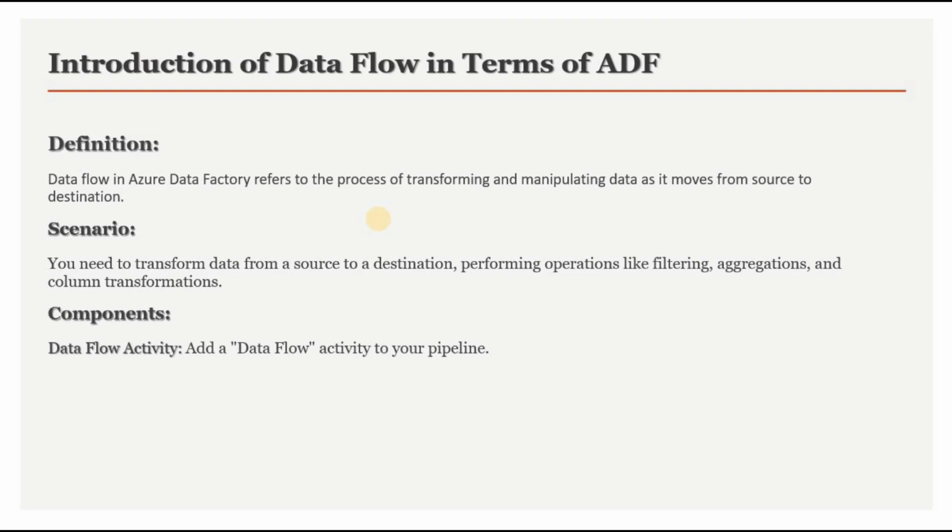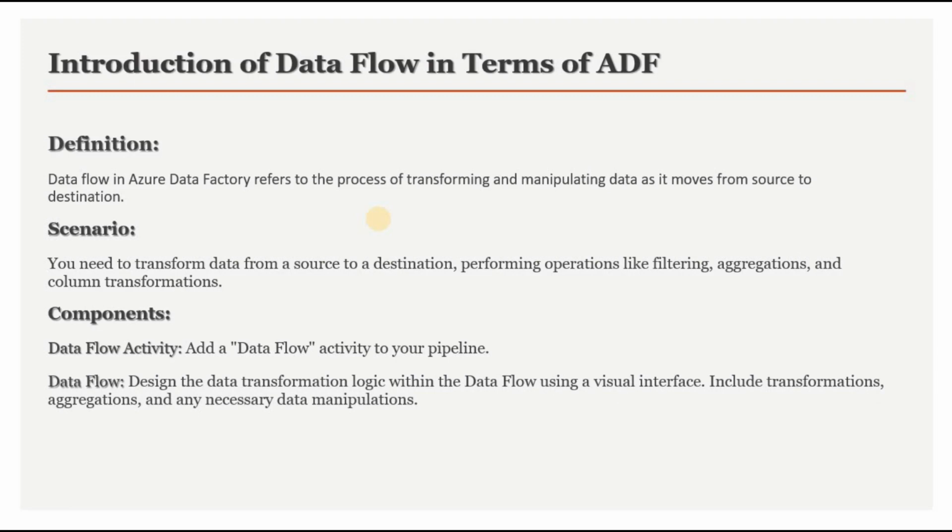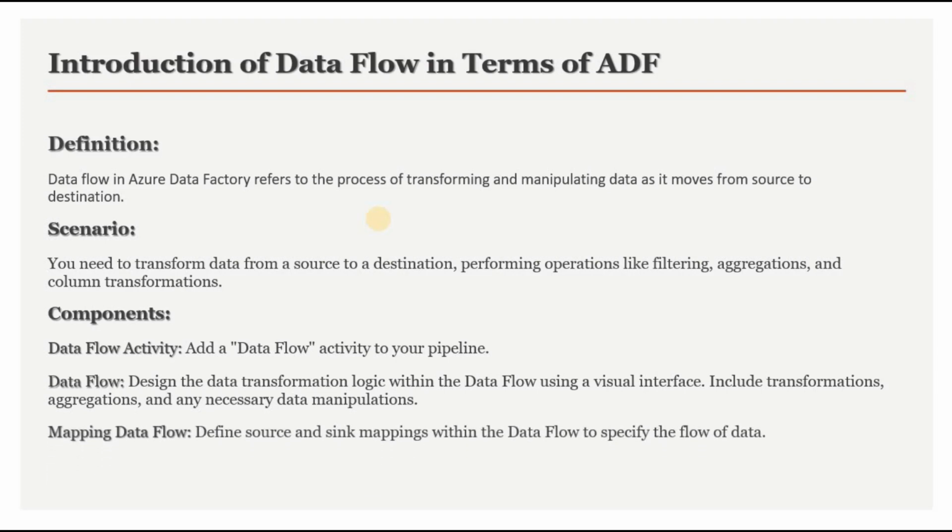From the activity, we have to add the data flow activity in our pipeline. Next, the data flow: design the data transformation logic with the data flow using the visual interface, including the transformation, aggregation, or any necessary data manipulation. Next, we have the mapping data flow: define source and sink mapping with the data flow to specify the flow of data. I designed examples with the CSV and the SQL table. So I will go to this example now and we will create this pipeline from the ADF.